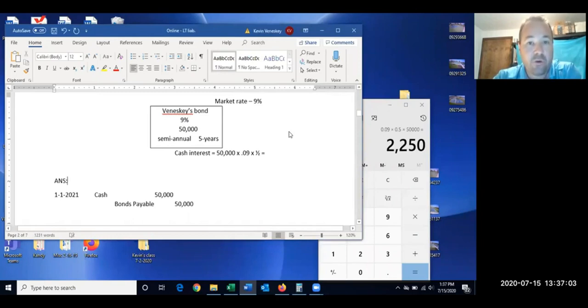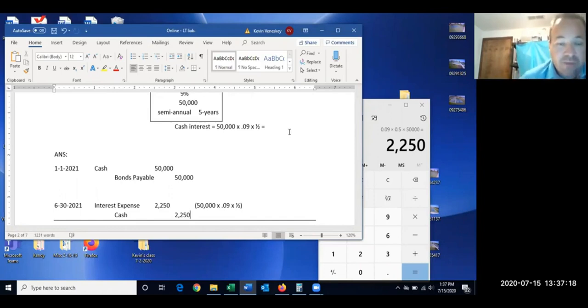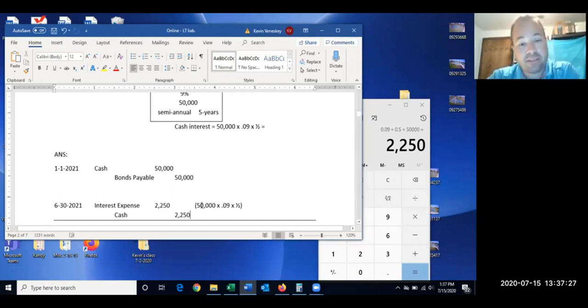So at the end of June 30th, I need to pay my bondholders $2,250 as a thank you for loaning me the money. And then on December 31, I'm going to pay you another $2,250. And then after 5 years of paying you $2,250 twice a year, I'm going to pay you back your whole $50,000. So it's a pretty good deal for you. You're getting semi-annual payments. You can see here, this isn't too difficult. We've already done these in prior chapters when we calculated our interest.